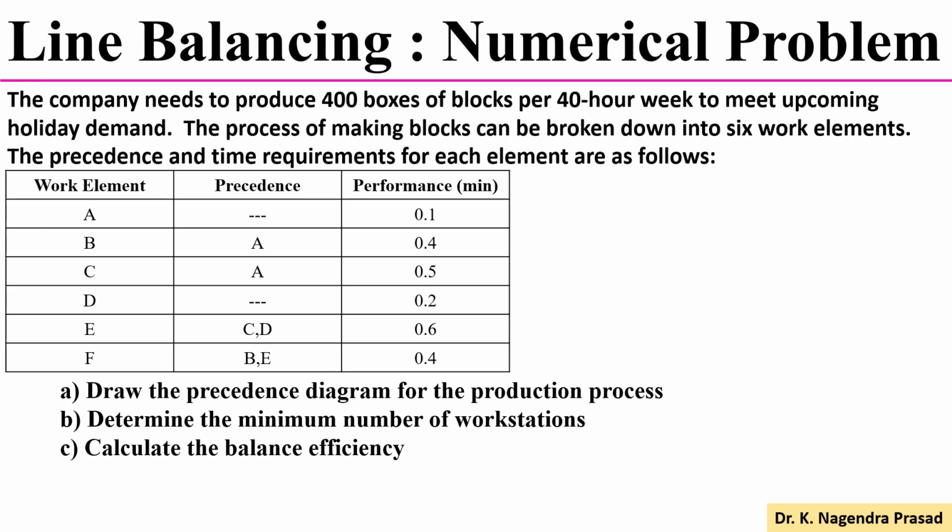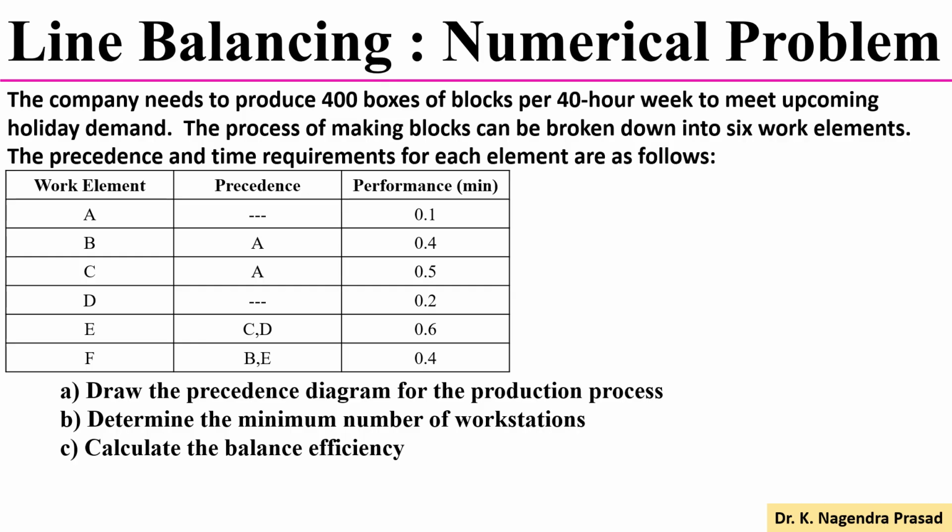In the present video, we will discuss the line balancing numerical problem. Let's see the problem. The company needs to produce 400 boxes of blocks per 40-hour week to meet upcoming holiday demand. The process of making blocks can be broken down into 6 work elements. The precedence and time requirements for each element are as follows. So the following table represents the various work elements with precedence relation. Moreover, it is given the performance time of each element.